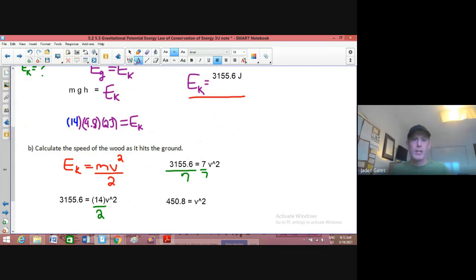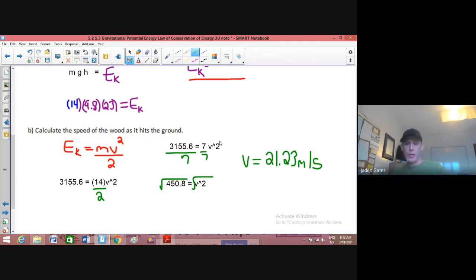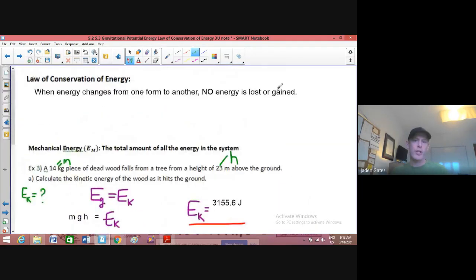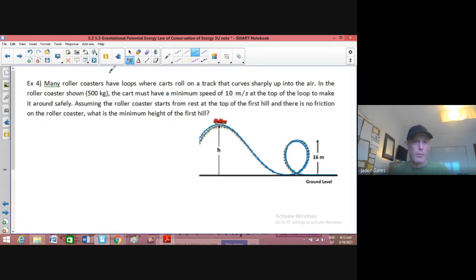All right, and of course, the last step is to take the square root of both sides. And I get v is equal to, let's see here, I'm thinking 20 something, but it could be wrong. 21.23 meters per second. So again, that is all our gravitational potential energy converted to kinetic energy. All right, because again, conservation of energy, no energy is lost or gained because we didn't put any work in here. All right, let's try another type of one of those.